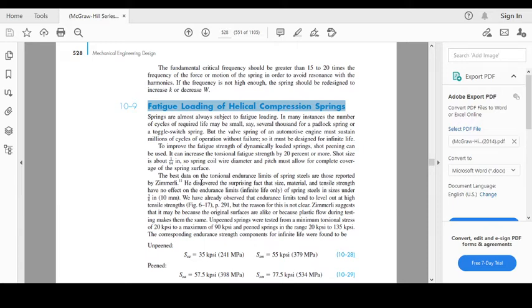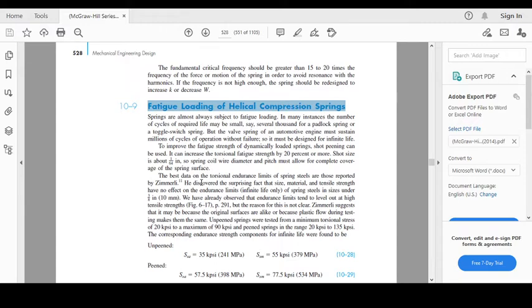Meaning that you can use this forever. To improve fatigue strength of a dynamically loaded spring, shot peening can be used. It can increase the torsional fatigue strength by 30% or more. The shot is about 1/64 inch, so spring coil diameter and wire pitch must allow for complete coverage of the spring surface.